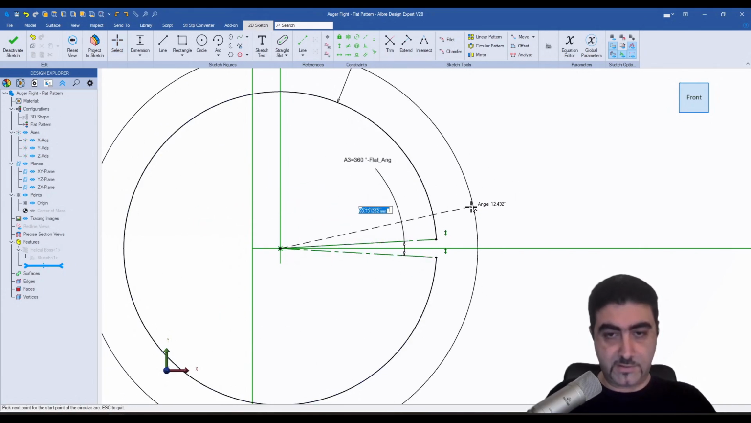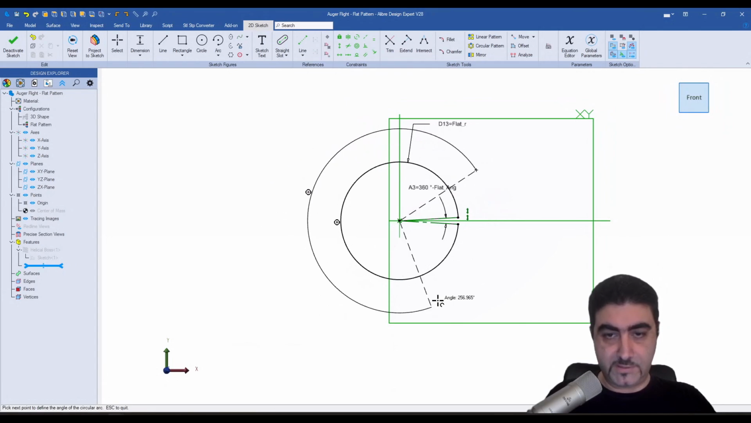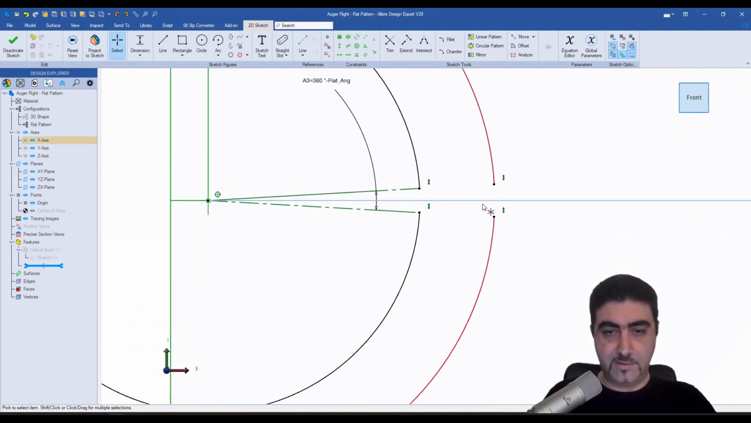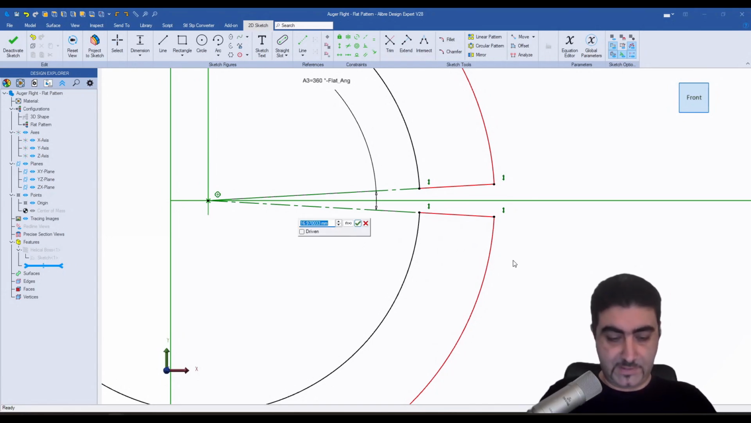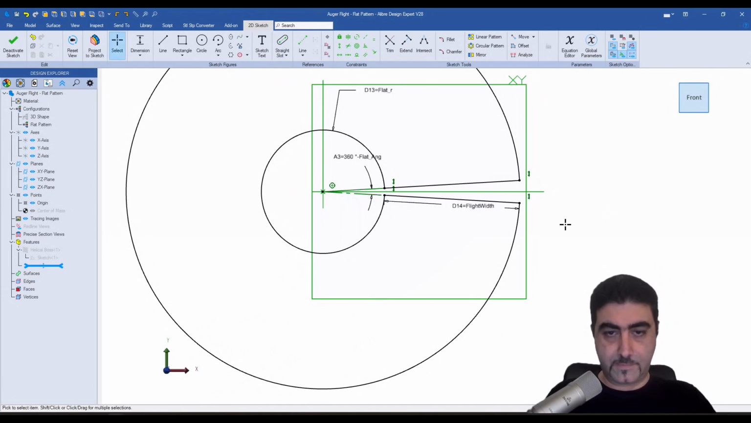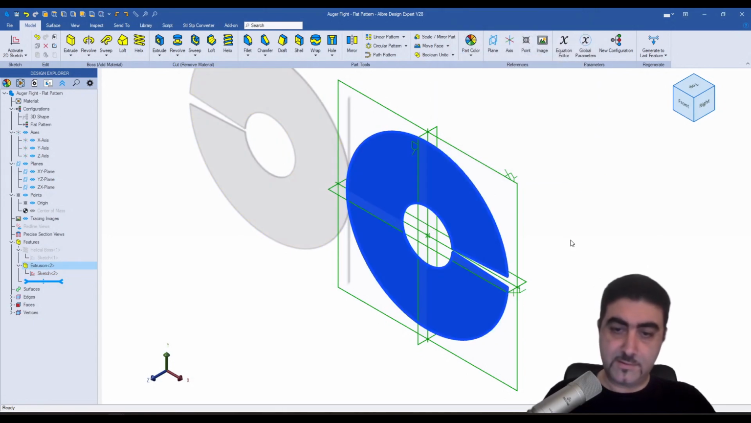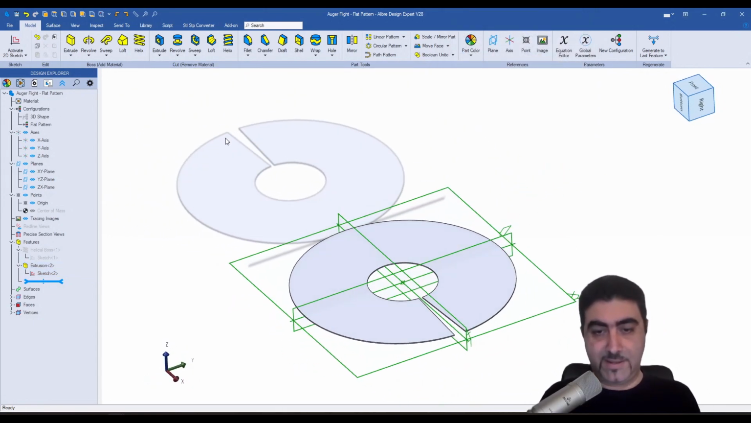Now another center radius, and we'll say that these points are vertical with each other, and we'll say that this one falls onto this line, and I'll connect it with a couple of lines, and I can say that the aligned dimension of this line is our driven dimension flight width. Now I will extrude for flight thickness, and that is our flat pattern.